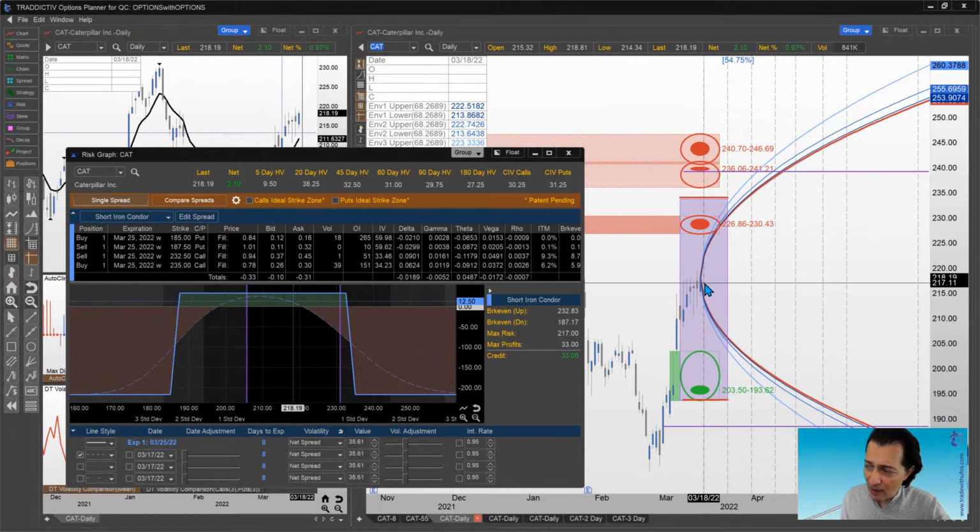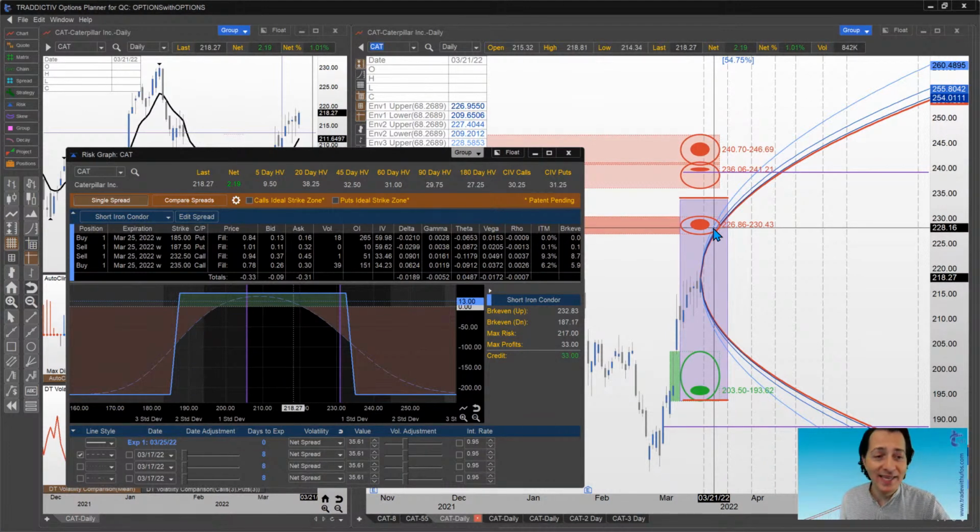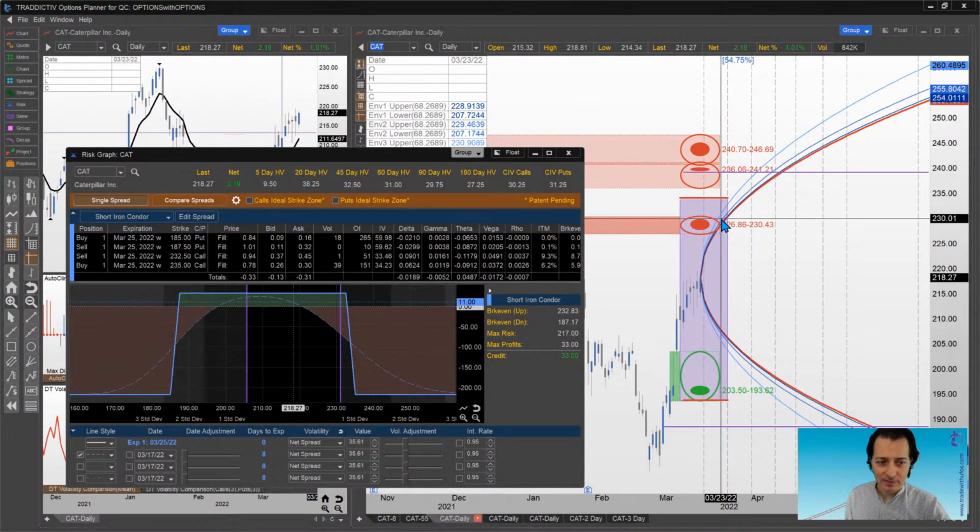And the way this profit is made is not only because of time passing, which of course is a key variable, but also because of the shrinkage, if I could call it this way.